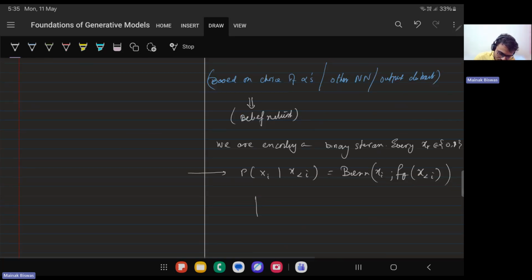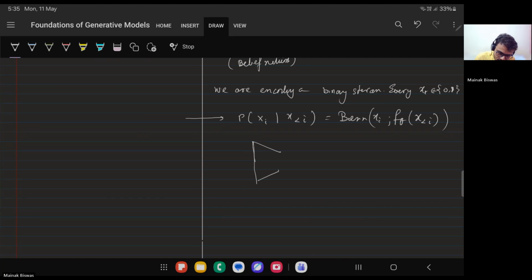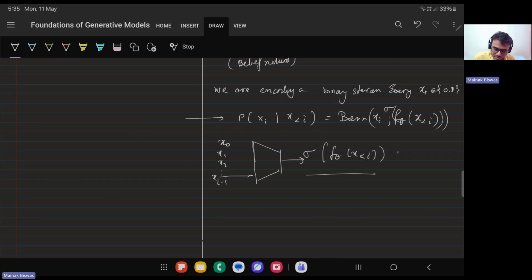So say it will take in all the values x0, x1, x2, dot, dot, dot, up to x of i minus 1, and it will output xi. And I'll put a sigmoid function as well: sigmoid of f theta of x less than i. Right, so this will give me a number between 0 and 1. If sigmoid of f theta of x less than i is greater than 0.5, we could say this is 1, else it could be 0. Okay.